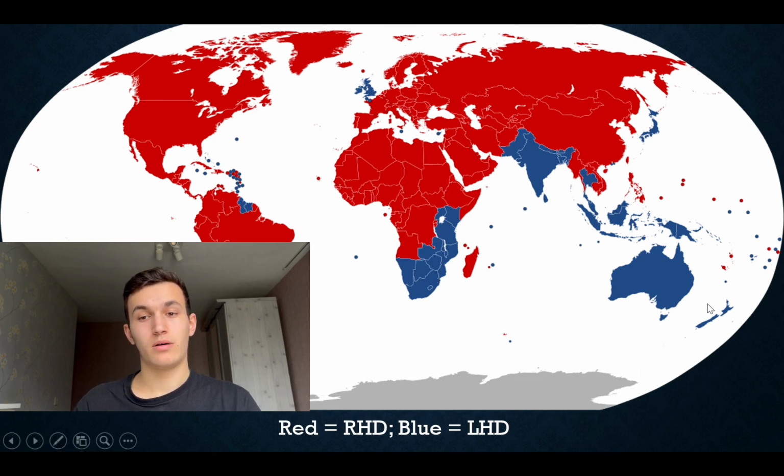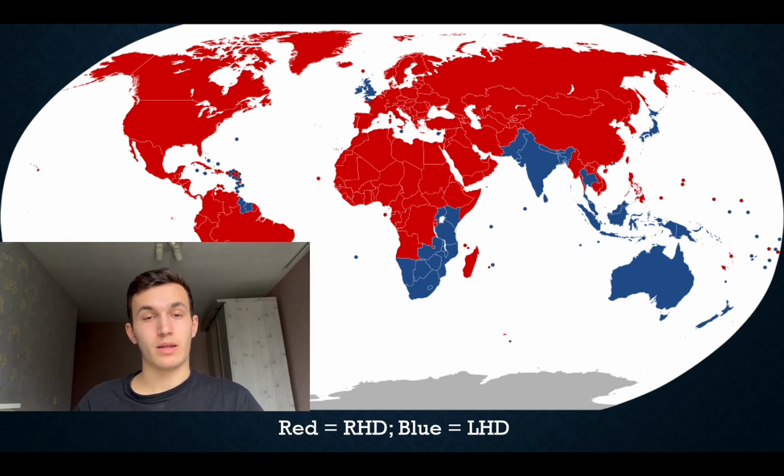Basically, all Oceania drives on the left, as it was colonized by the UK, so it's not difficult to remember. Then in North America, they drive on the right, and basically in South America as well.